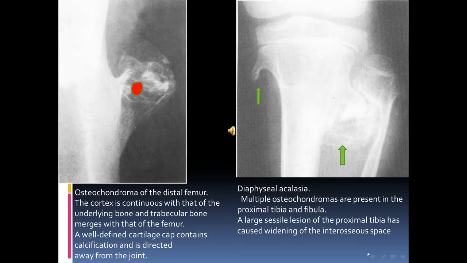From the name osteochondroma, it means the bone and cartilage. Osteo for the bone, chondroma for the cartilage.